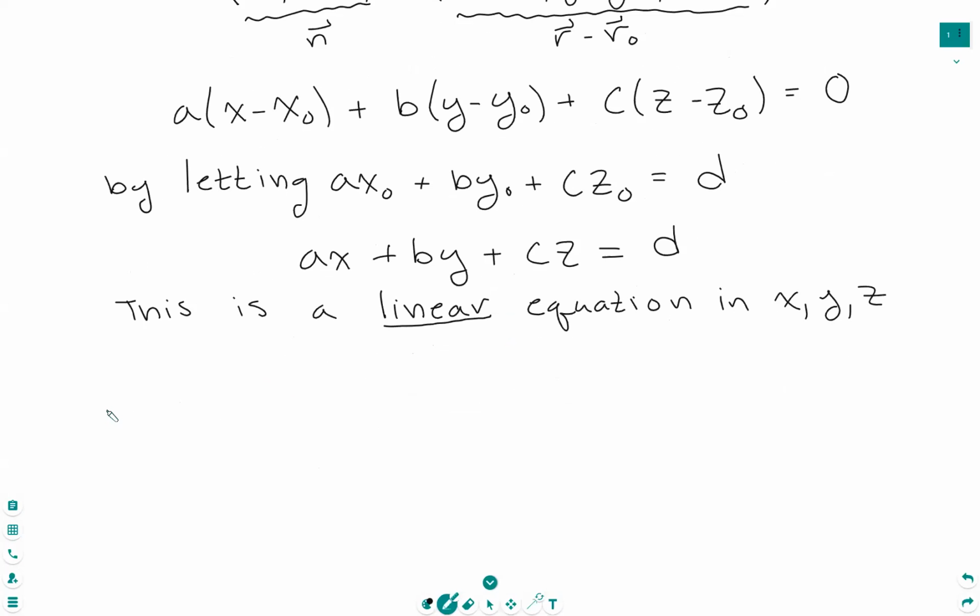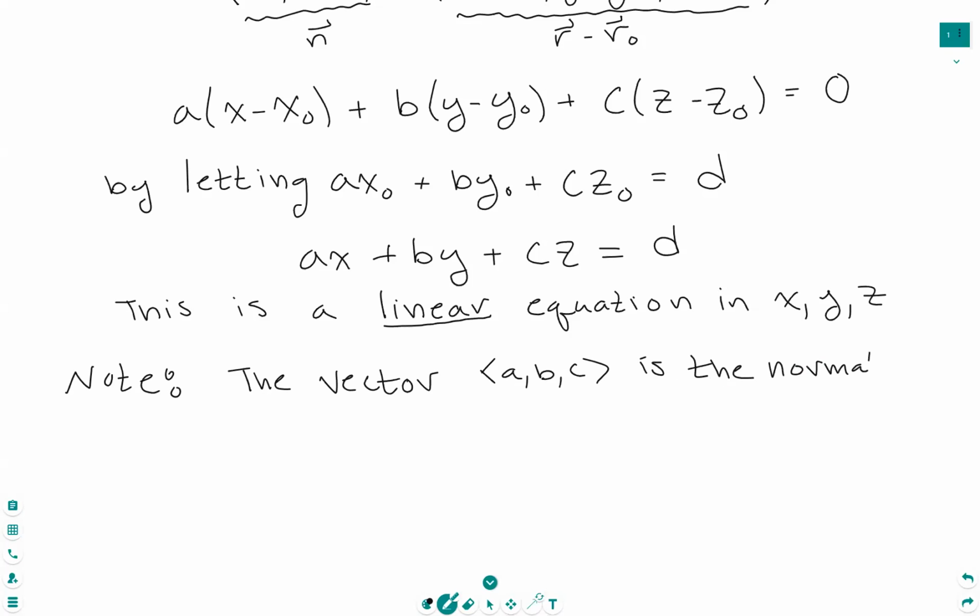So let's just reiterate that in text. So note, the vector A, B, C is the normal to the plane AX plus BY plus CZ is equal to D. So that's really handy.